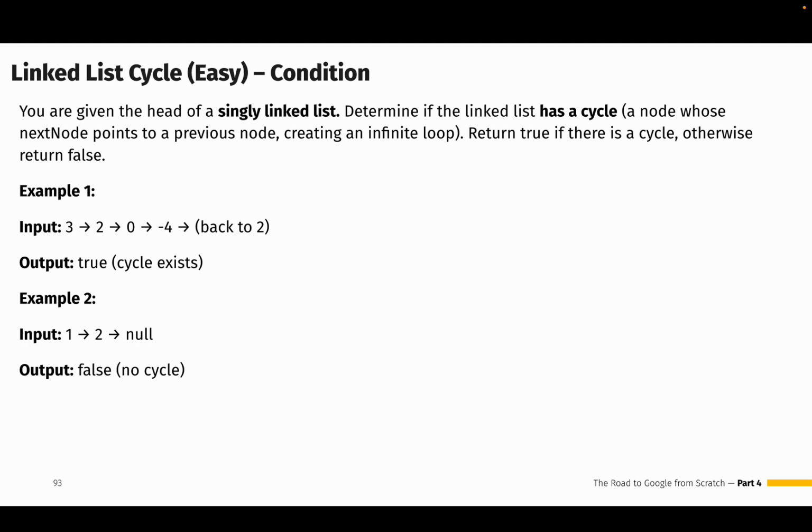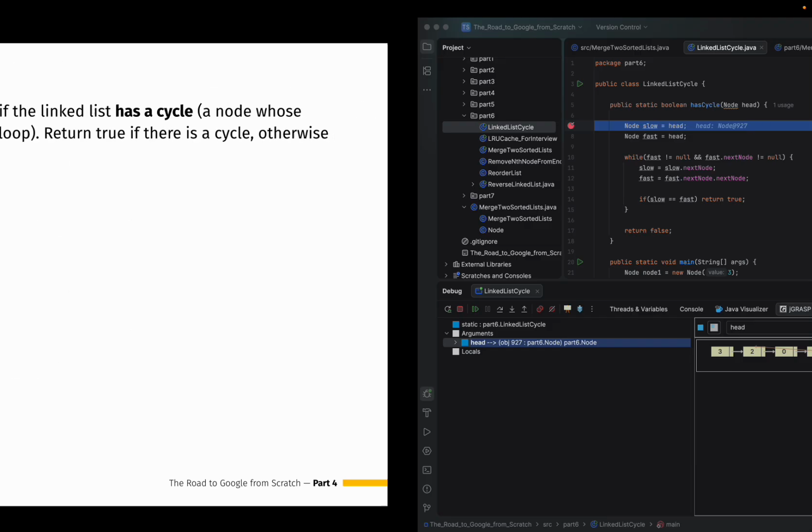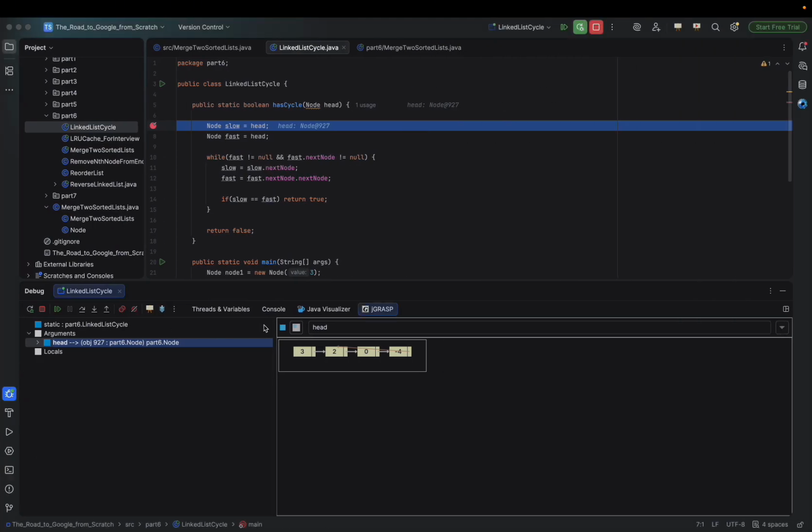And below you can see an example where we have a linked list with values 3, 2, 0, -4, and then the bucket with value -4 points back to the bucket with value 2. So here we have a cycle, and our method should return true, which will indicate that yes, we have a cycle. And now let's visualize the algorithm.